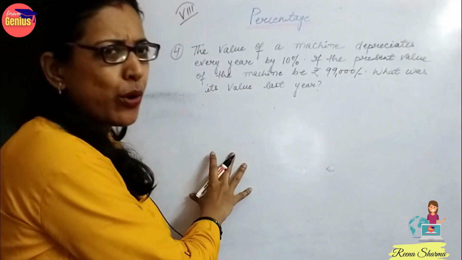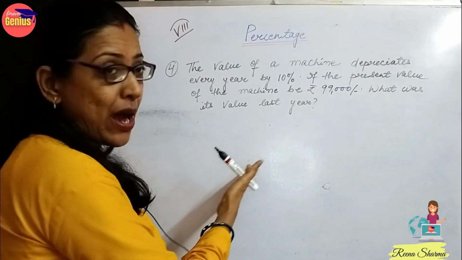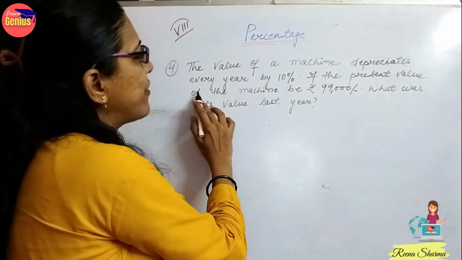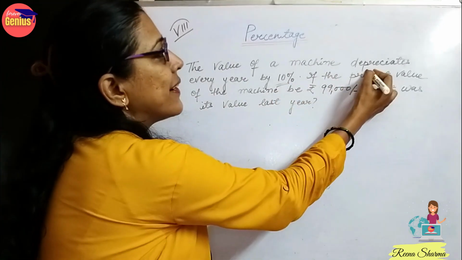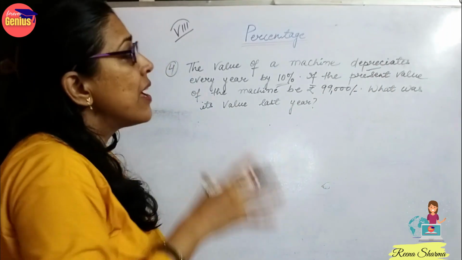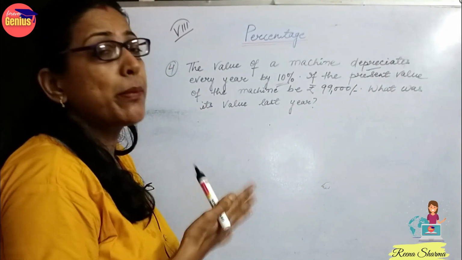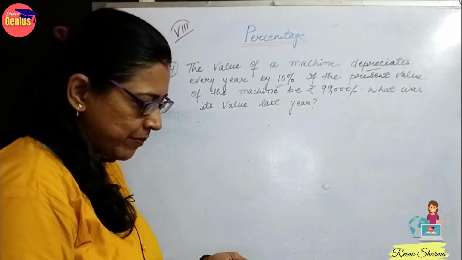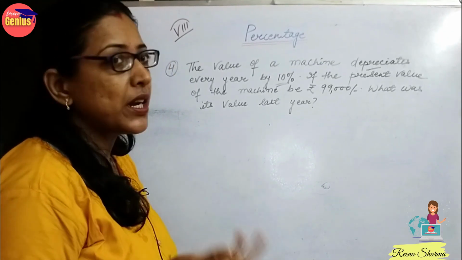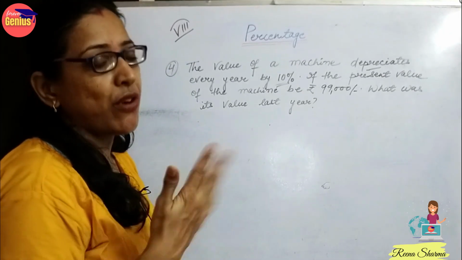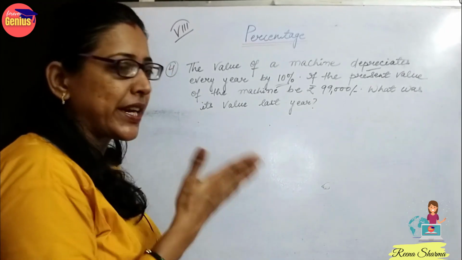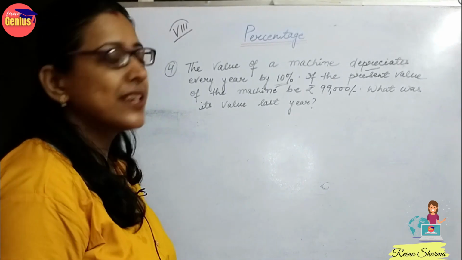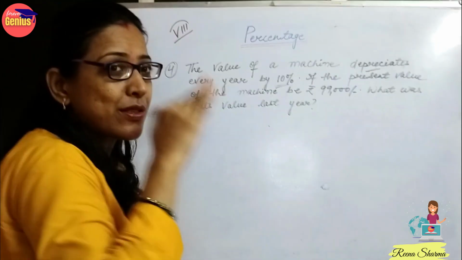See, one more question on how to do the sum. The value of a machine depreciates every year by 10%. What is the meaning of depreciate? Whenever I use any vehicle, suppose I bought a new car and I used it for 1 year, will its value increase or decrease? Of course it will decrease. Yes. So that decrease is known as depreciation.